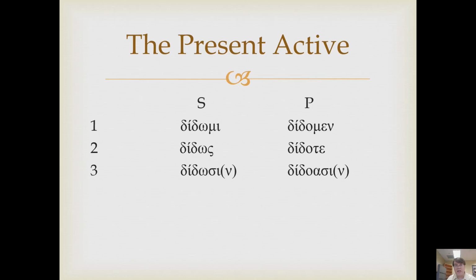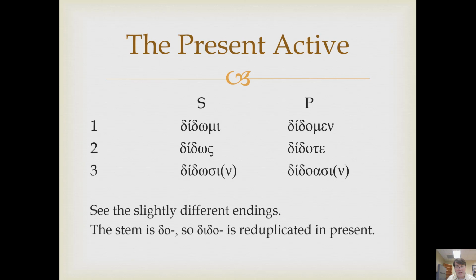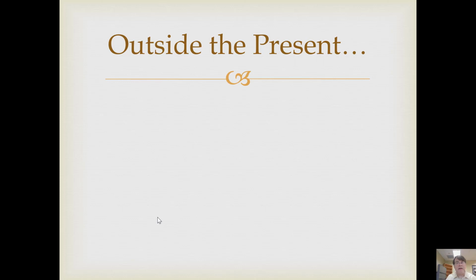So the imperfect tense in mi verbs will also have the funny reduplication, but there'll be an augment on the front and the normal endings. Okay, so see the slightly different endings and see that the stem has been reduplicated with an iota. The heart of hearts stem is that delta omicron, the do stem, the stem of didomi. Anyway, so if you know this first song here, then you know the first two weird things about the present active. Okay, what about the half weird thing?